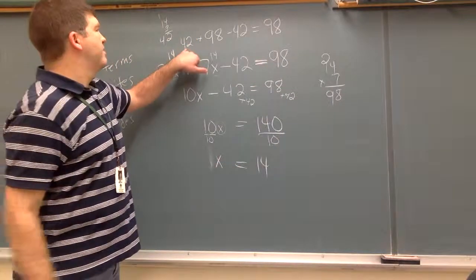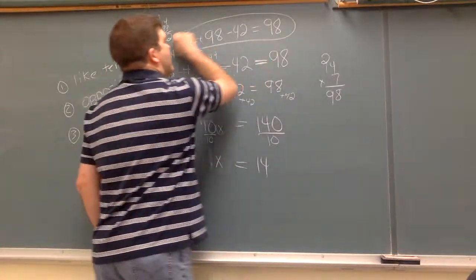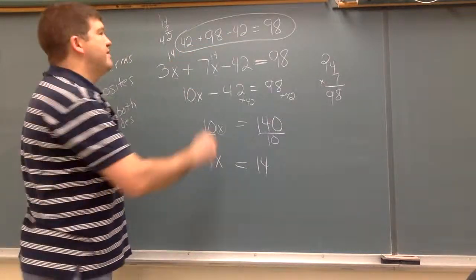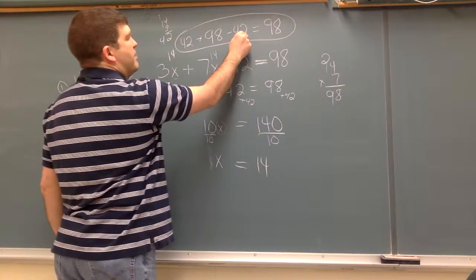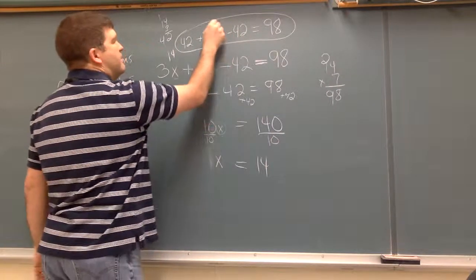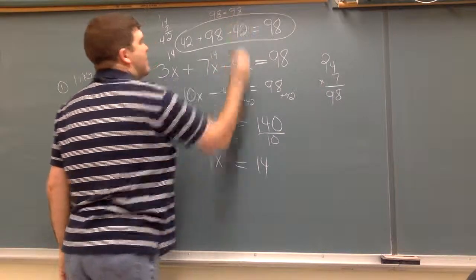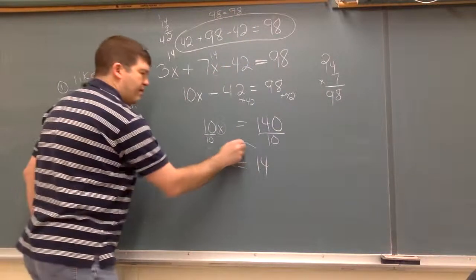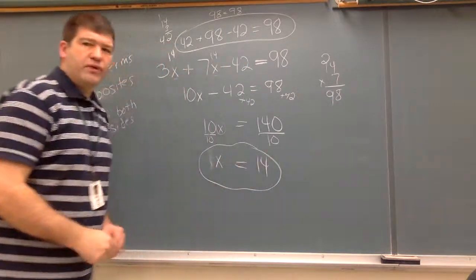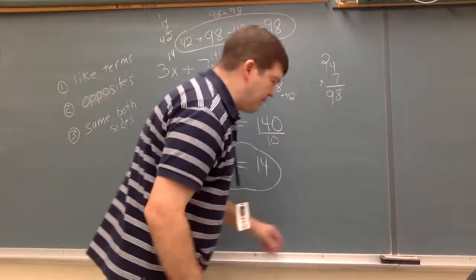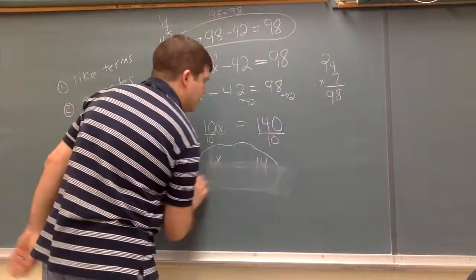Now, I could go 42 plus 98 and then take away 42, but I see that if I have 42 here and I'm going to take 42 away, that cancels each other, so 98 equals 98. And so x is 14. Okay? So that's number 1. Let's do number 2.